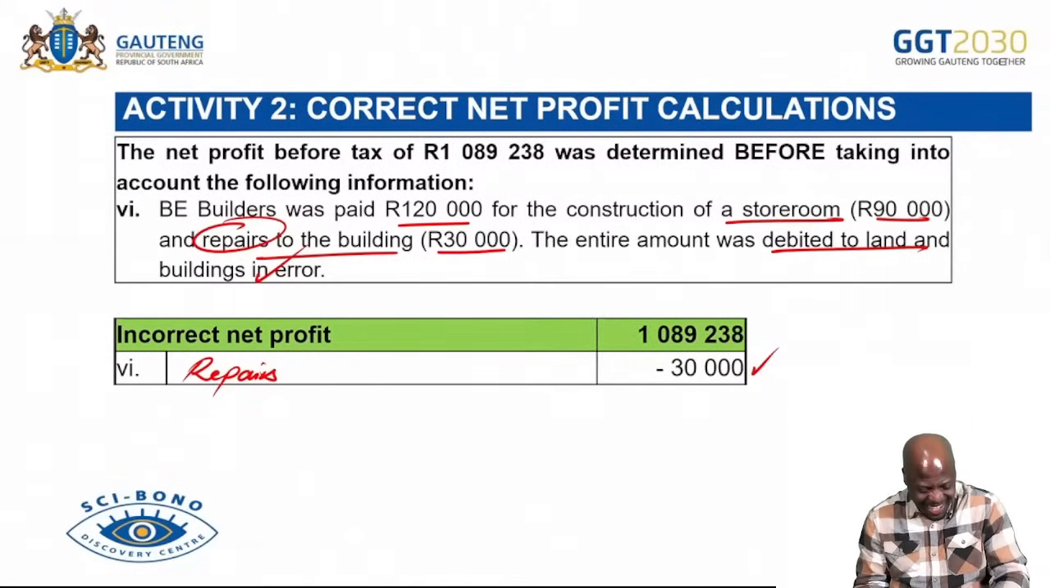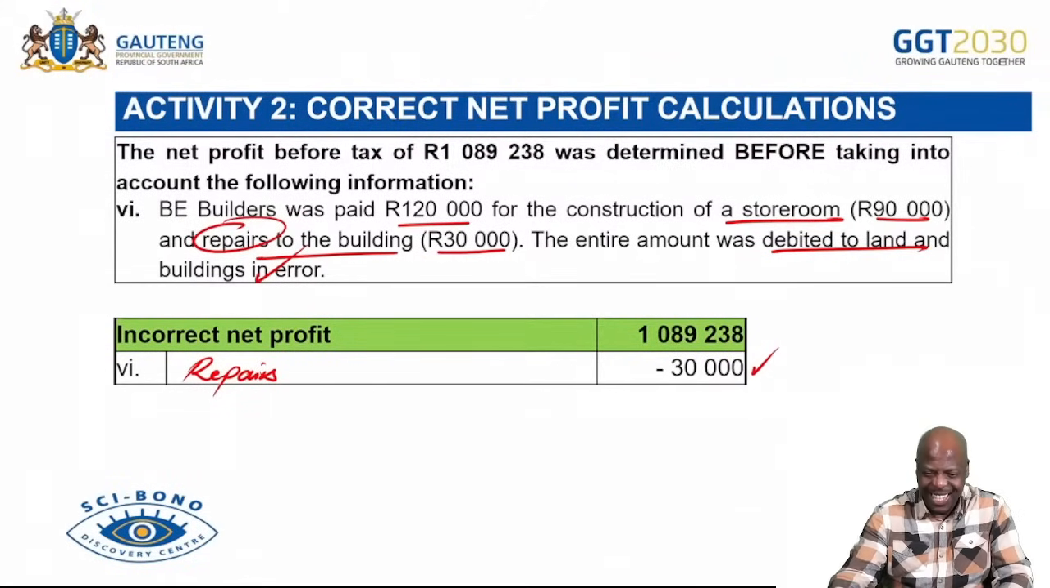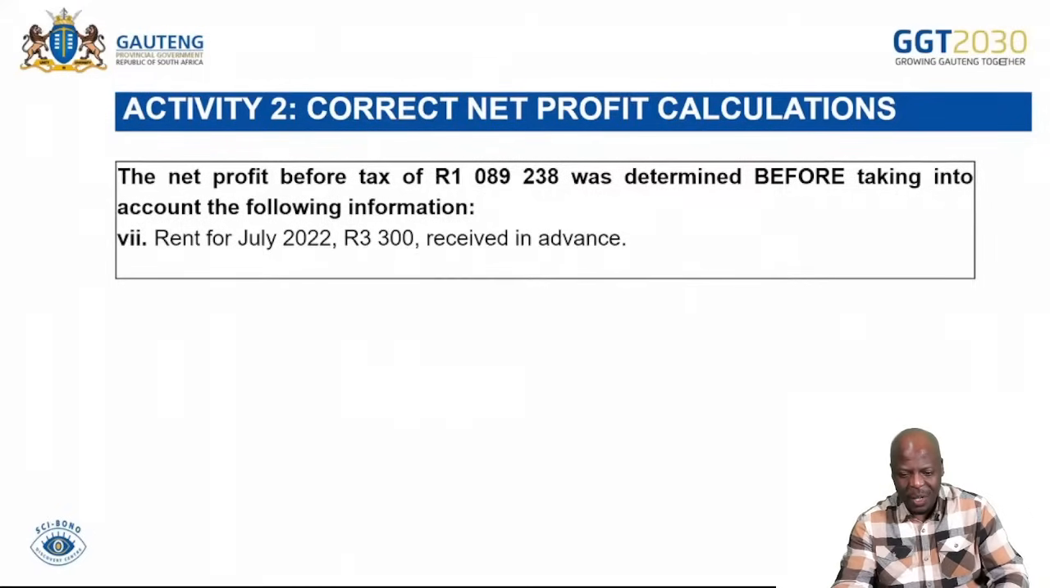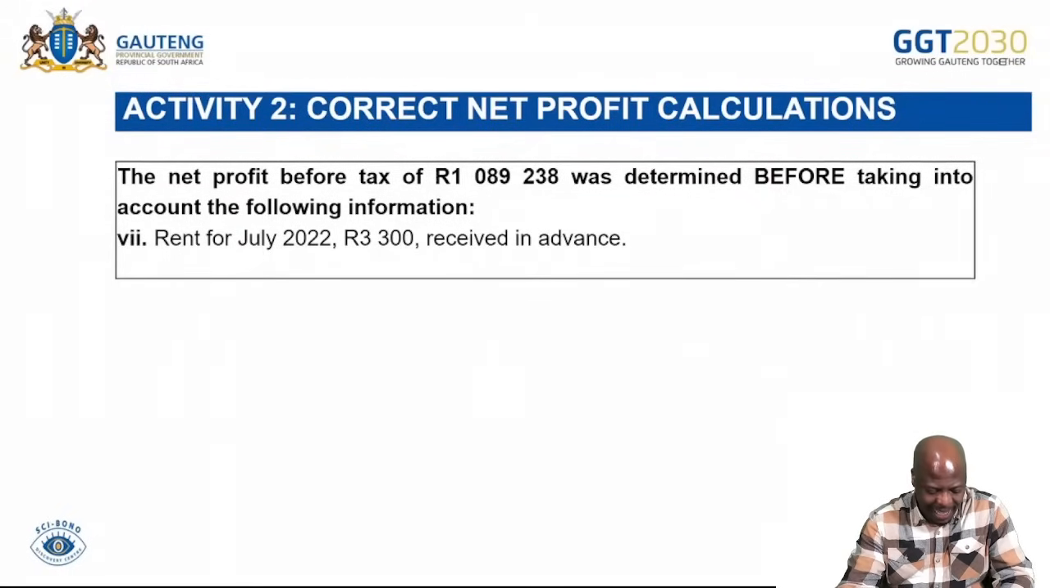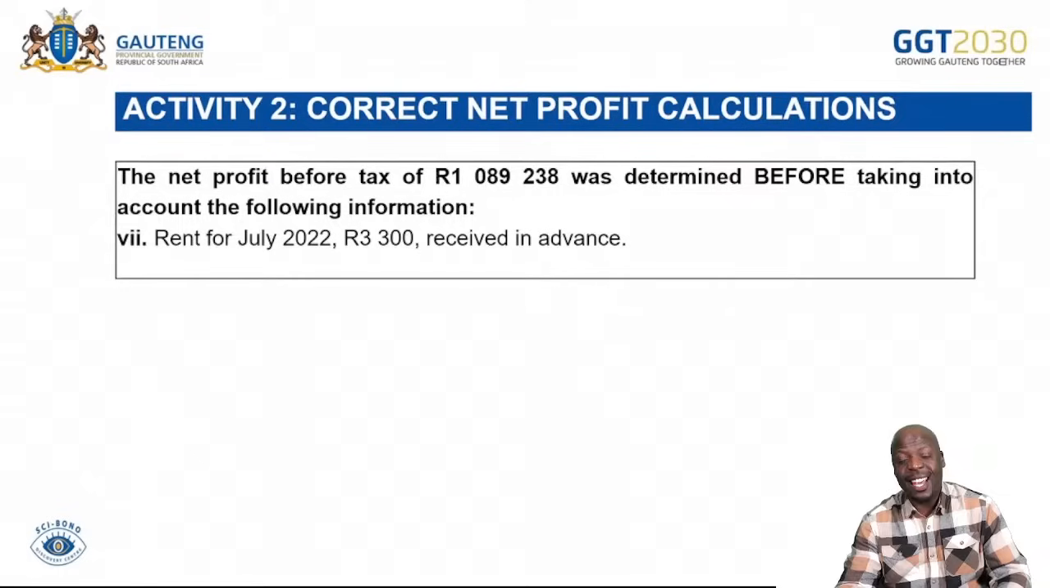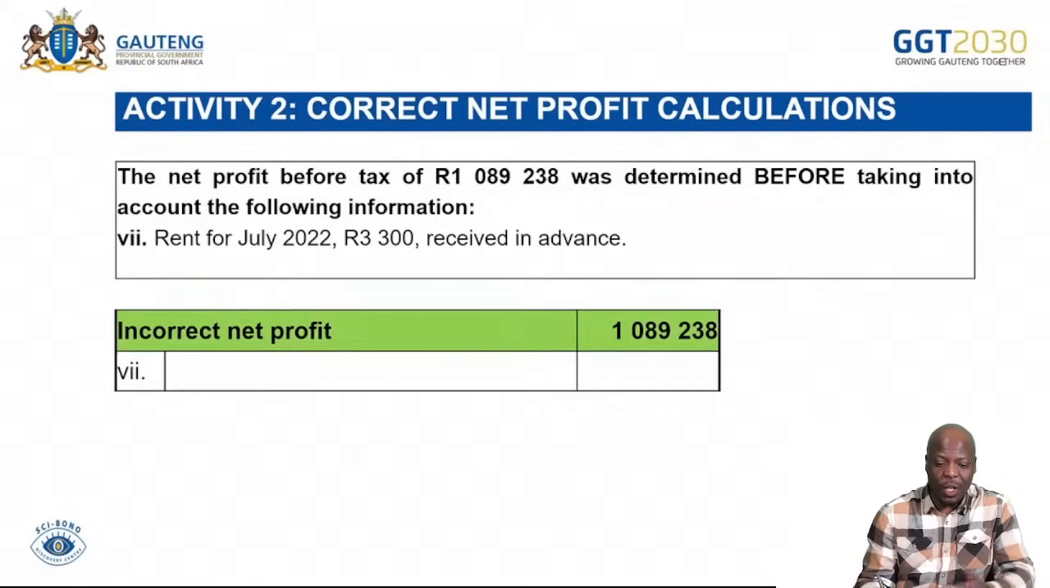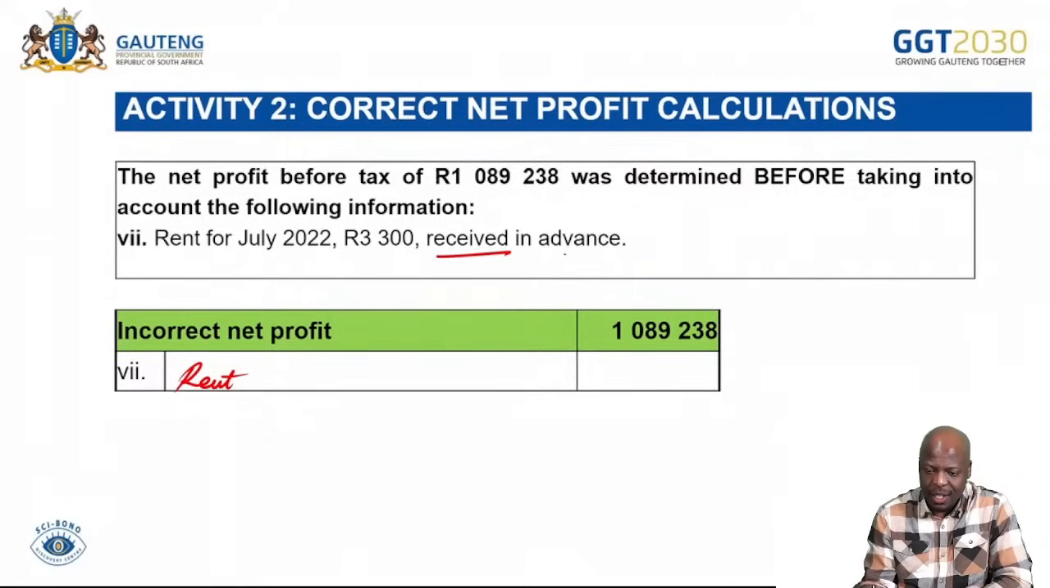Okay, let's go on to the next one. And it says, rent for July 2022, 3,300 was received in advance. Okay, so they don't want us to calculate here. They just want to see how we treat this rent that was received in advance.